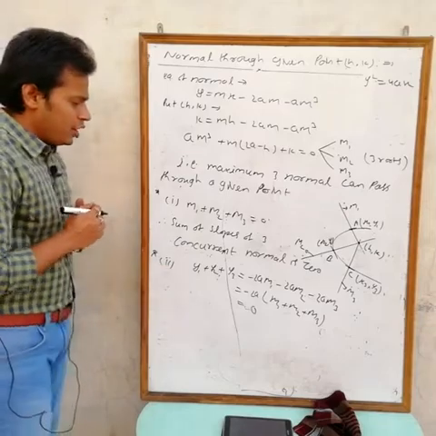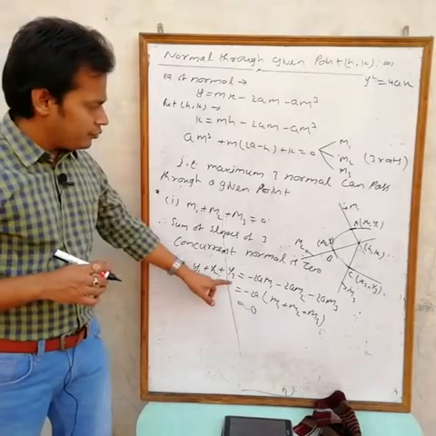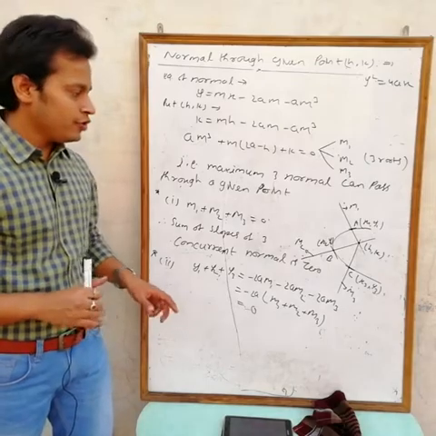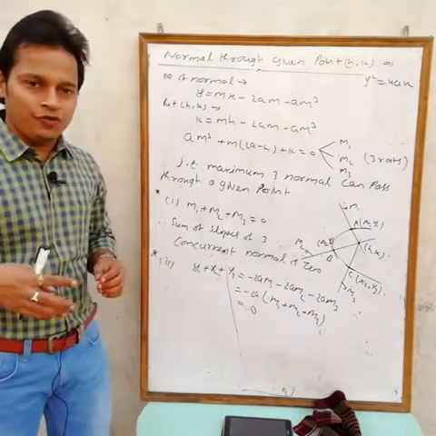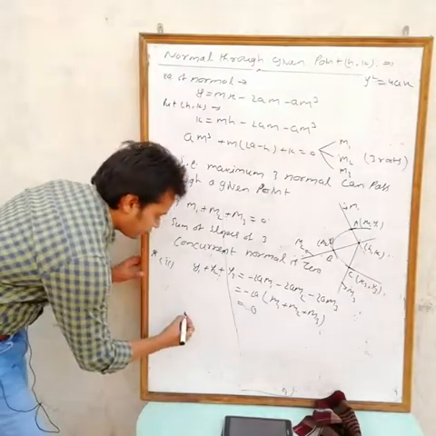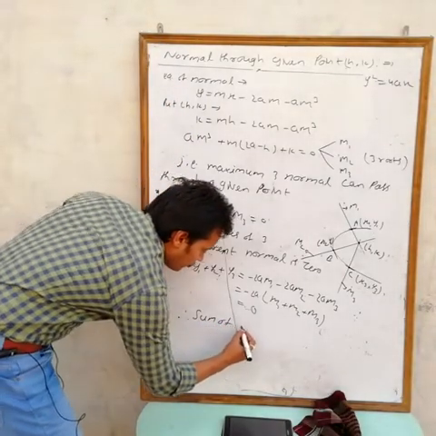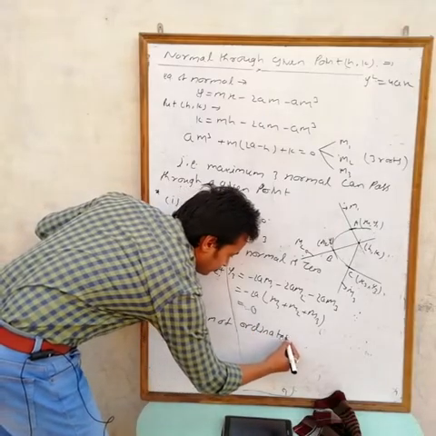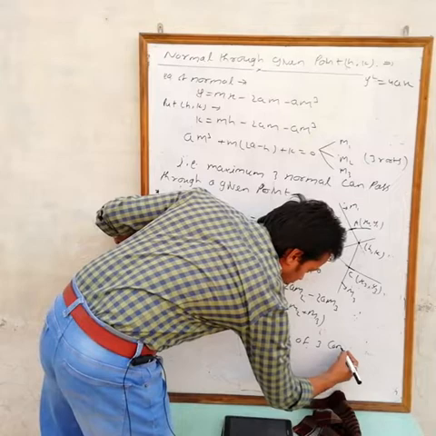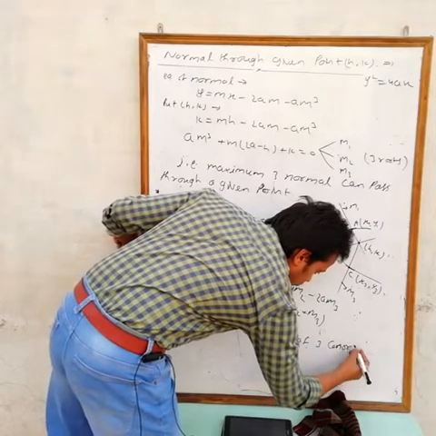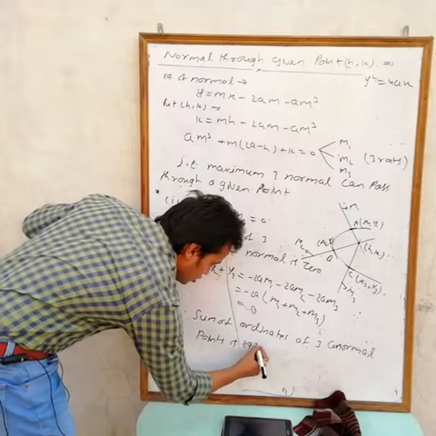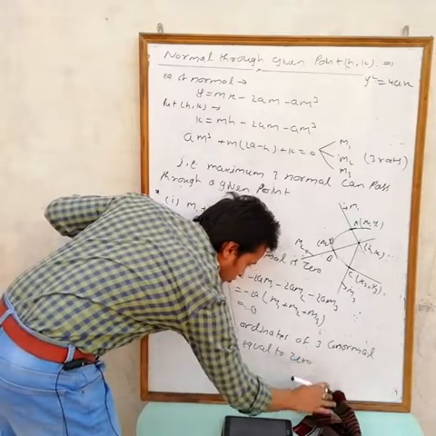So from this one what are we getting? We are getting that the sum of ordinates, these are y coordinates, so the sum of ordinates of 3 co-normal points. The points of intersection of concurrent normals from the parabola are known as co-normal points. So the sum of ordinates of these 3 co-normal points is equal to 0. Okay, write down.